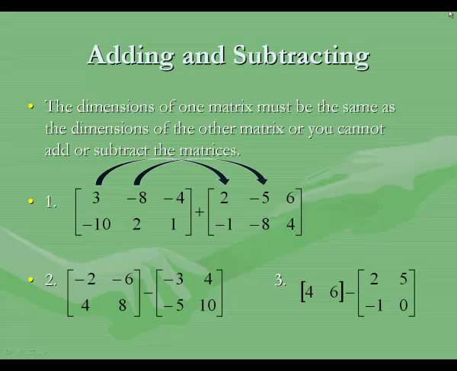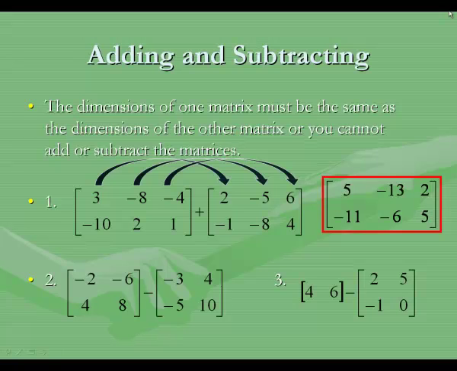-8 is in the top middle spot, -5 is in the top middle spot. We're going to add them together. -4 is in the top right spot, 6 is in the top right spot. We're going to add them together, and so on and so on. So 3 plus 2 is 5 for the top left. -8 plus -5 is -13 for the top middle. -4 plus 6 is 2 for the top right.